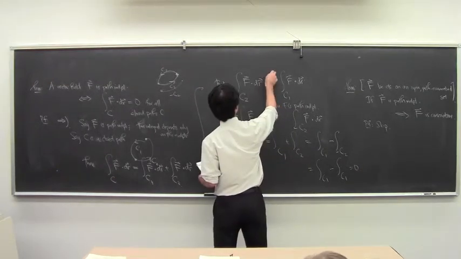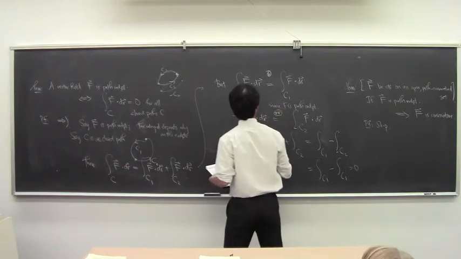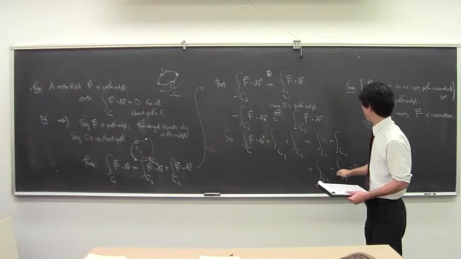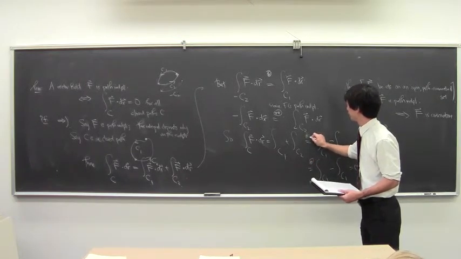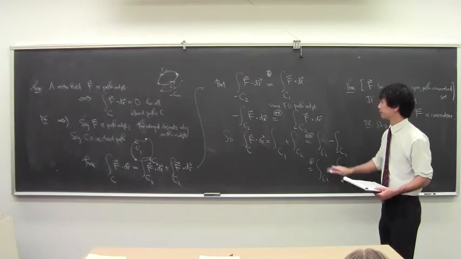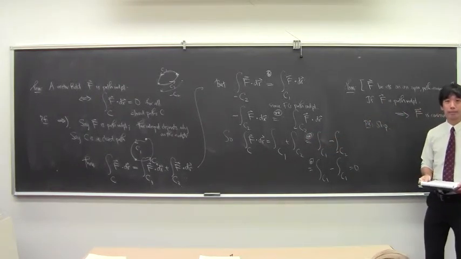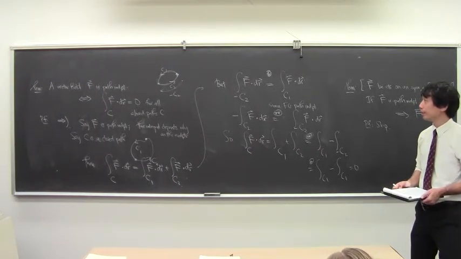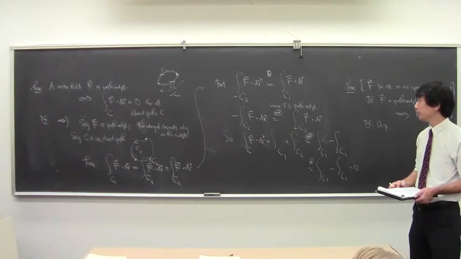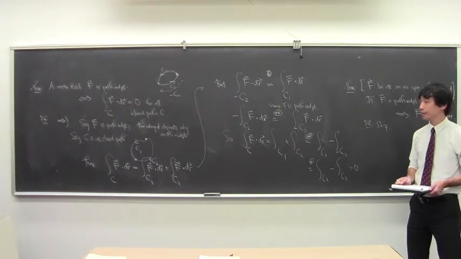Let me call this observation star. Let me call this observation double star. So at this point, we use star. And at this point, we use double star. So whenever your field is path independent, then you know that it satisfies this closed curve condition. Integrals over closed curves are always going to be 0.